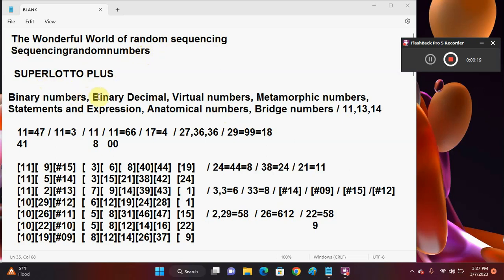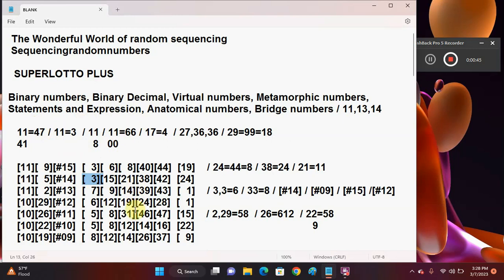And to understand Super Lotto Plus, or any random situation, random numbers, you have to understand the concept of binary numbers. They occur. Like here's the 11 right here, the 1 1. The 1 1 in binary notation is equal to 3, so you can see how that 3 showed up right there. And you also have to understand binary decimal numbers.